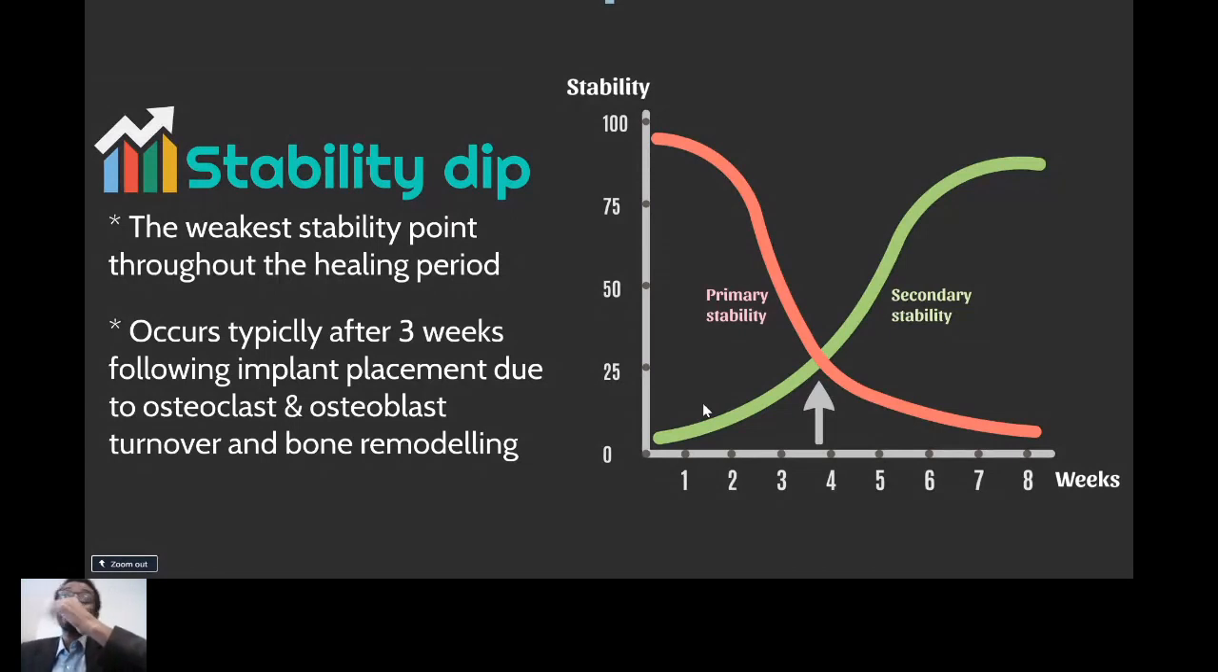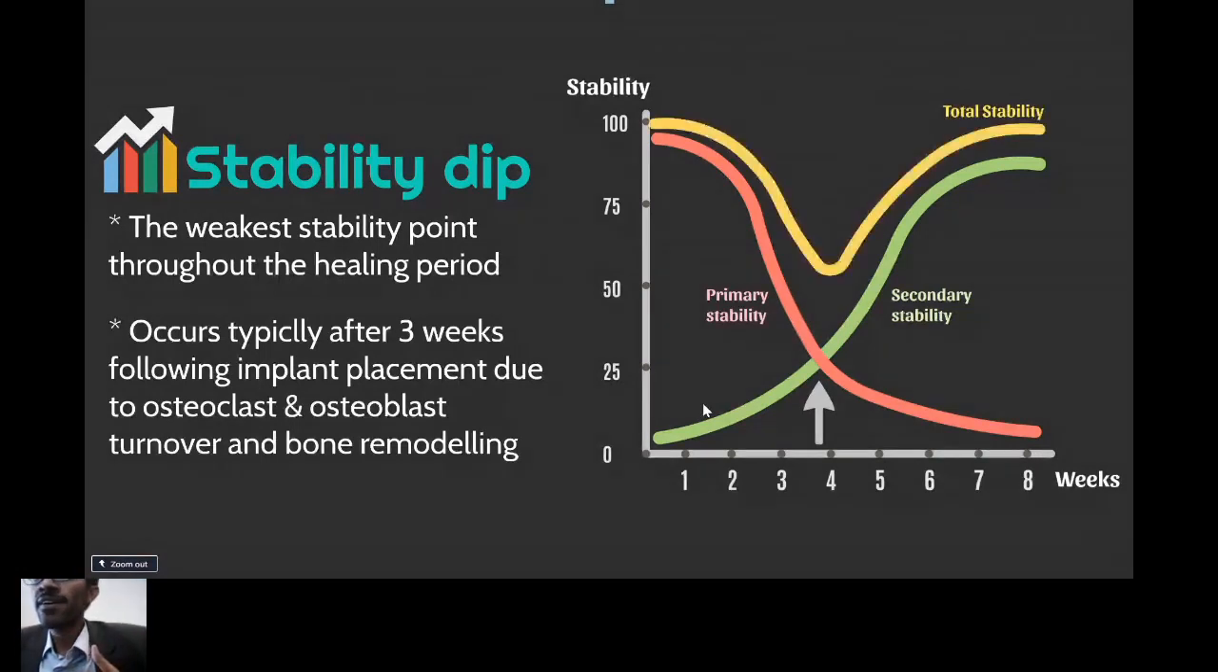Some clinicians say this is more theoretical, but still, clinically you should take care of your implants at this period. Anyhow, the total stability decreases dramatically at this period. So we have this stability dip. This is the stability dip.